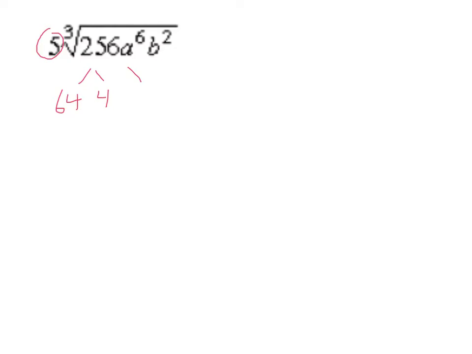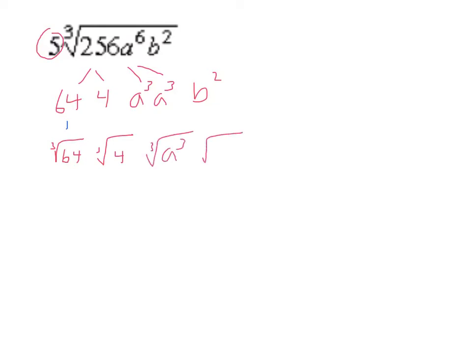Now I'm going to rewrite a to the 6th in groups of 3. So a cubed and a cubed still gives us 6 of them. b squared cannot be changed. So now I'm going to rewrite them in their own roots. So we have cube root 64, cube root 4, cube root a cubed, cube root of a cubed, and cube root of b squared.